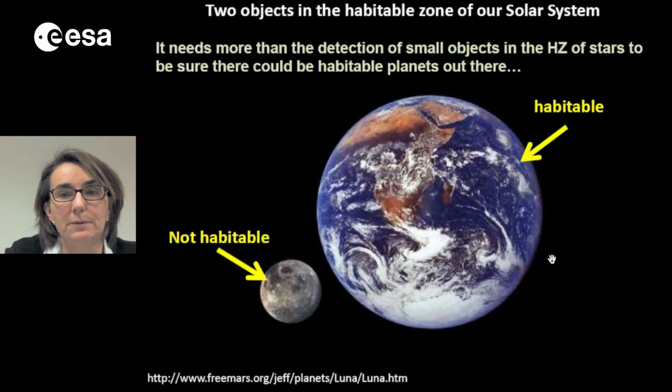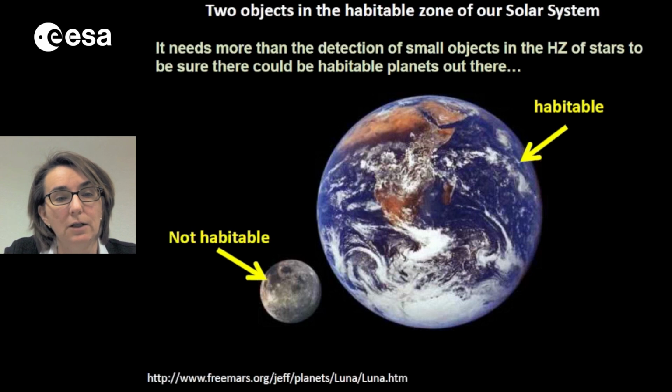So when we think about habitability, and we have to find planets in the habitable zone around other stars, well, let's have a look in our own solar system. In our own solar system, we have 2 objects which are in the habitable zone. One is Earth, which is certainly habitable, and one is the Moon, which is certainly not habitable. So it needs more than the detection of small objects in the habitable zone of stars to be sure that the planet is habitable alone.